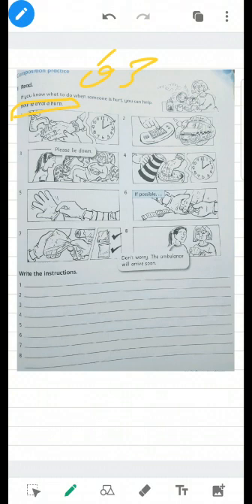So we have to write 8 instructions. Each sentence will represent each picture, starting from picture number 1, number 2, 3, 4, etc. Okay? So look carefully at picture number 1 and let's write together the best instruction. Okay? We're going to do this together. I won't give it to you as a homework, of course.